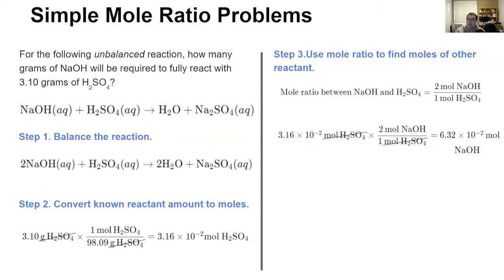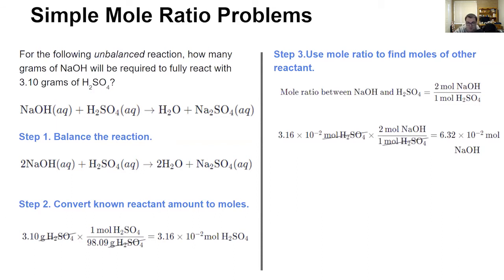Now, our next step after this is to take the known moles and use the mole ratio to find the moles of the other reactant. We look at the mole ratio of sodium hydroxide and sulfuric acid. We can see that it is a 2-to-1 molar ratio, respectively. So if we have 3.16 times 10 to the minus 2 moles of sulfuric acid, we know, because it's a 2-to-1 ratio, that we have to have twice that quantity of moles of sodium hydroxide, which comes out to 6.32 times 10 to the minus 2 moles of sodium hydroxide.